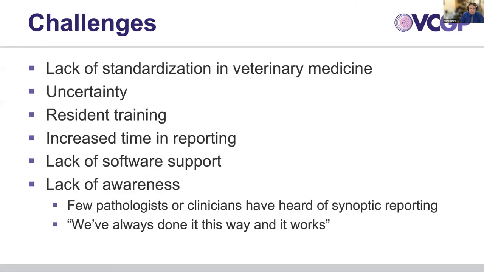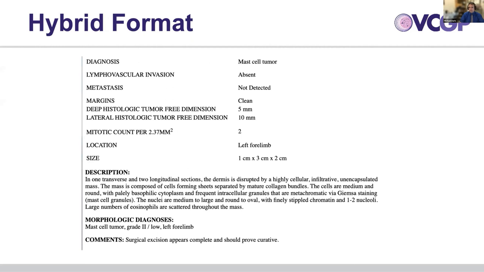And finally, there's a lack of awareness. I wasn't aware of synoptic reporting until a couple of years ago, and very few people have heard of this, or have any idea what's going on with it. And so there's always a reluctance to change as well. We've always done it this way and it works. And in a lot of ways, that's true. So I think we have a lot of hurdles to overcome to implement synoptic reporting in veterinary medicine. I don't think any of them are insurmountable. I think it just takes a lot of introspection on our part to figure out which way would be helpful. And like I said, this does not have to be one way or the other. You can include what I would call a hybrid format, where you have a synoptic component at the top and then a narrative component at the bottom.